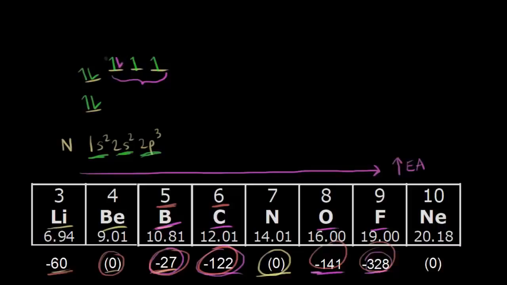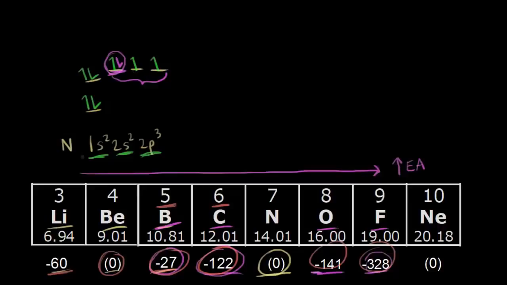The electron that we added in magenta has to occupy the same space as the electron in green. So when we spin pair those electrons, that increases the amount of electron-electron repulsion, because those two electrons are occupying the same orbital. And so that extra repulsion means that this is not energetically favorable.